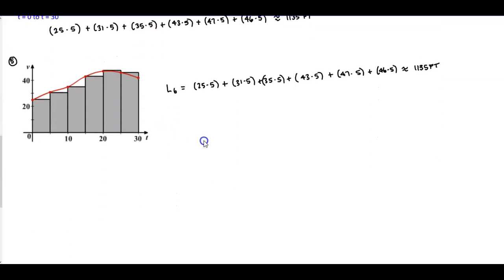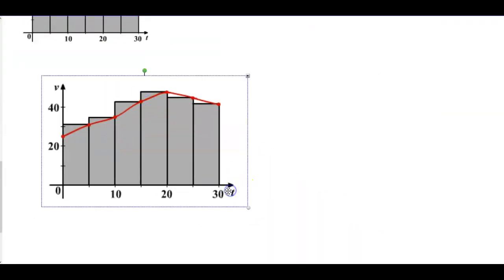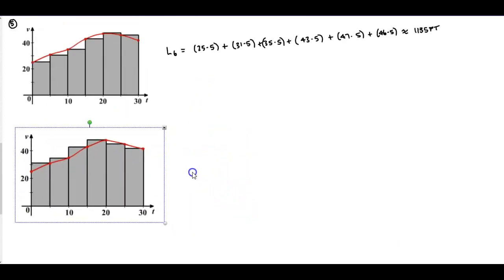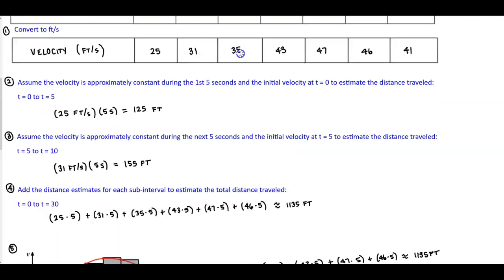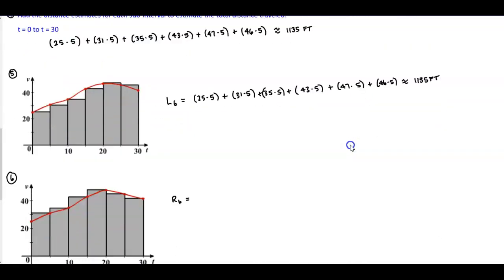Okay, so now what if we took the other graph here and started with the right endpoints? If we wanted to find the right endpoints, what number do we start with? Well, we start with 31, 35, 43, all the way to 41. So if we take 31 times 5 plus 35 times 5 plus 43 times 5 plus 47 times 5 plus 46 times 5 plus 41 times 5, then we get the result of 1,215 feet.